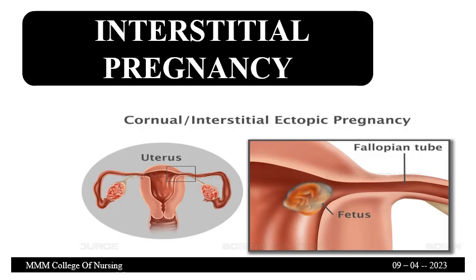Next is interstitial pregnancy. Till now we saw tubal pregnancy. Here the pregnancy occurs in the cornual or interstitial area. The cornual region is the connecting portion between the uterine cavity and the fallopian tube. That is called the cornual end. We have two cornual ends on either side of the uterine cavity.